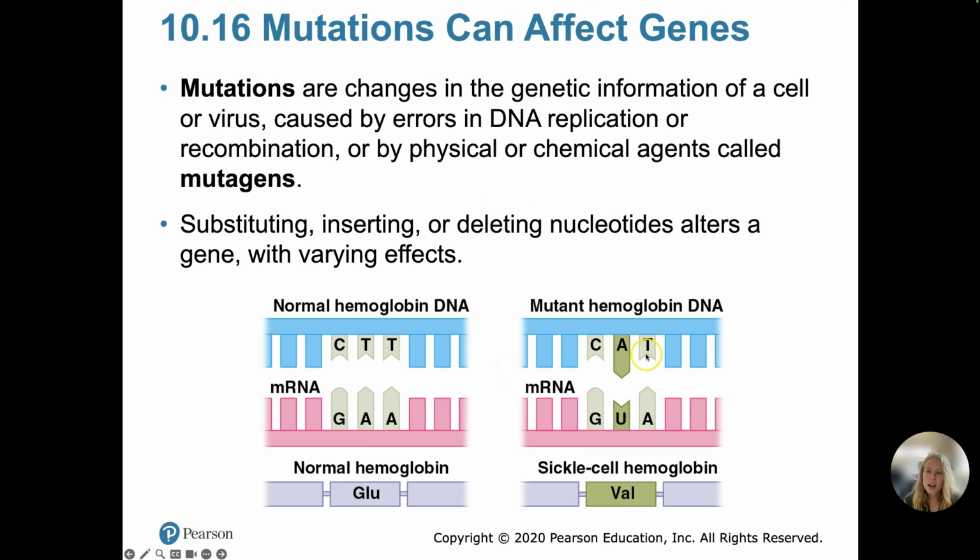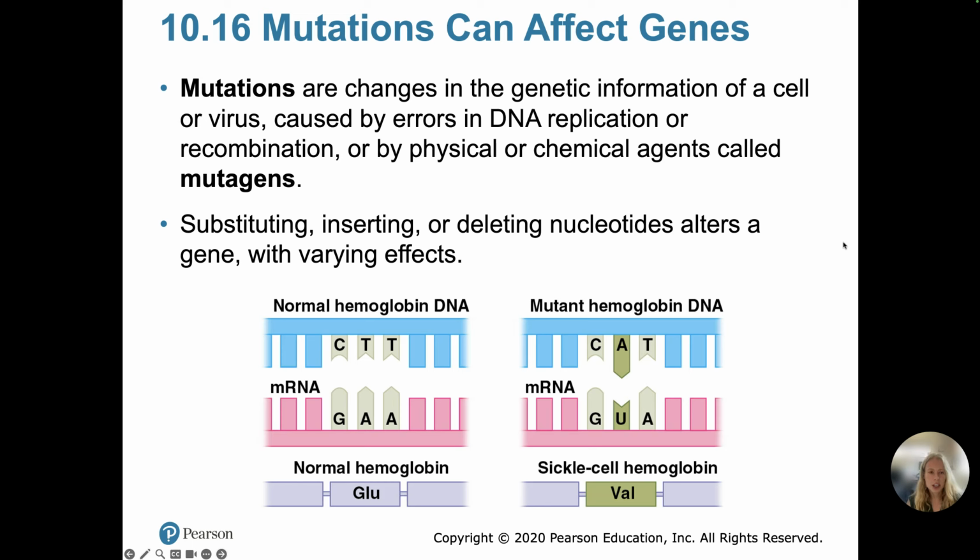The last thing we're going to talk about in this video are mutations. Mutations are changes in the genetic information of a cell or virus caused by errors in DNA replication or recombination, or by physical or chemical agents called mutagens. So DNA is normally very precise when it replicates, but errors can occur. And physical or chemical agents called mutagens can also lead to mutations in the DNA. Some examples of mutagens are cigarette smoke, UV light from the sun, things like that.